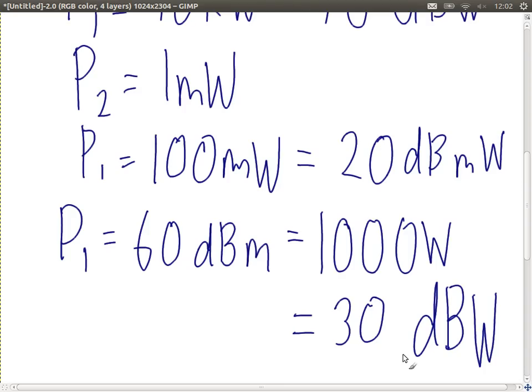In one of the handouts at the front of your notes, the handout titled Definitions and Concepts, on that last page there's the definition of dBm and dBW. So at the start of your handouts you'll see that written down.